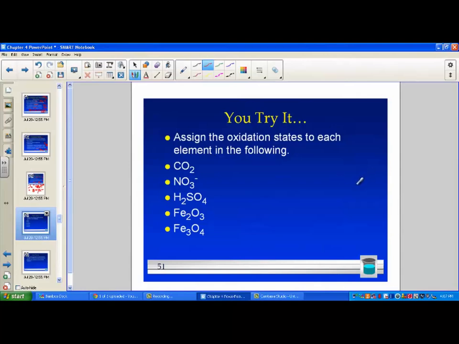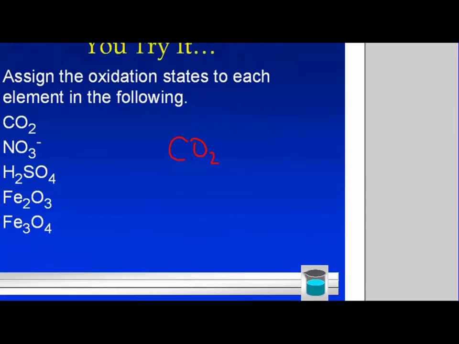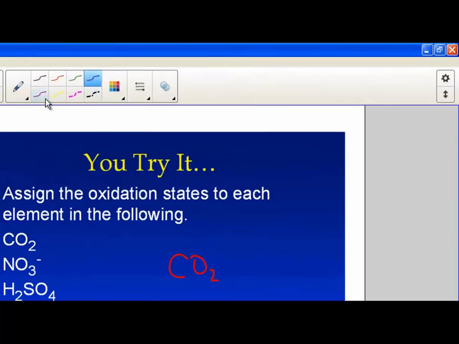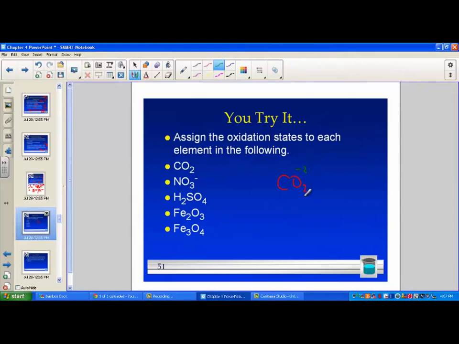Let's assign oxidation states to each of the elements in the following, practicing the rules as we go through. Here we have carbon dioxide, CO2. What rule number might play a role here? Well, let's read. Rule number 3 about oxygen. I always start with the oxygen because there's a rule about it. It says oxygen is always assigned a -2. Oxygen is a -2 oxidation number. The total negative then is -4.